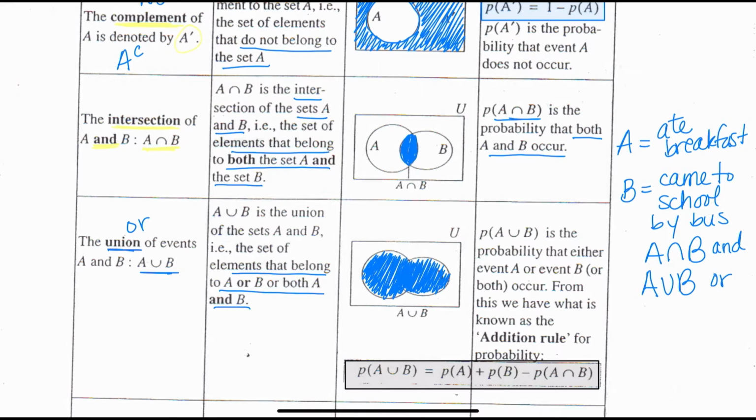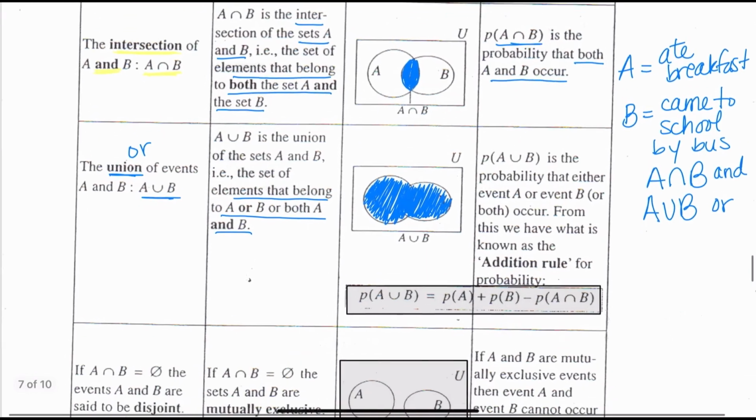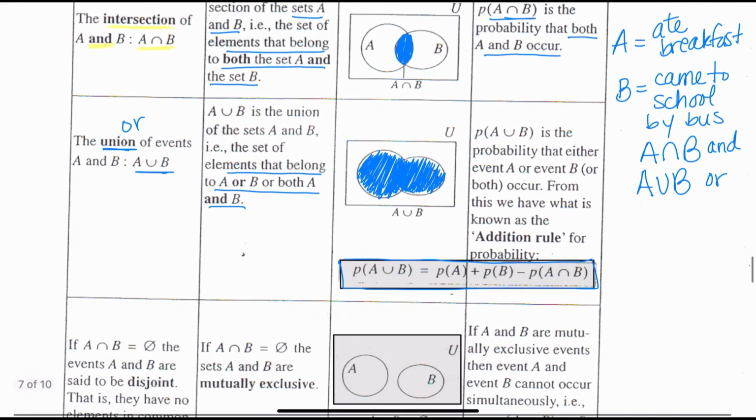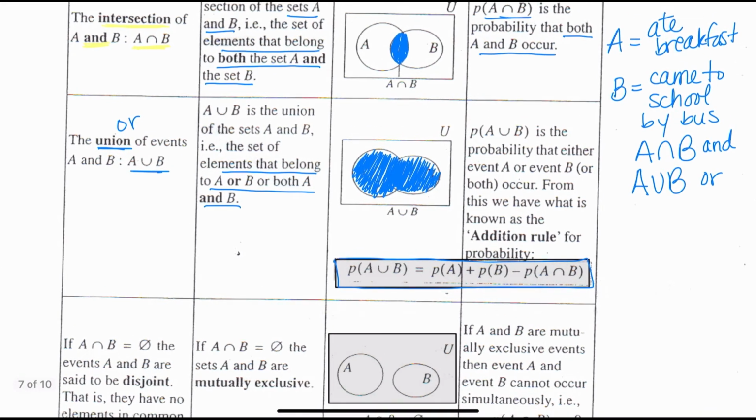There is an addition rule in probability, and that is because we don't want to overcount. So right here in this box, the probability of A or B is equal to the probability of A plus the probability of B minus the probability of the intersection. So let's say that I want to find out how many students ate breakfast or came to school by bus. I would, let's say, go to the classroom and I would ask, raise your hand if you ate breakfast.